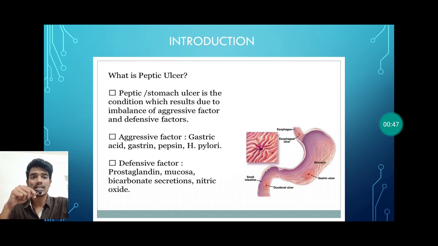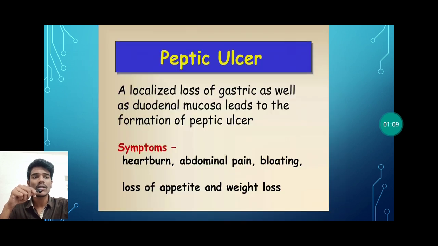Aggressive factors include gastric acid, gastrin, pepsin, and Helicobacter pylori bacteria, and defensive factors include prostaglandin, mucosa, that is mucus, bicarbonate ions and nitric oxide. From the pathology point of view, peptic ulcer is a localized loss of gastric as well as duodenal mucosa. Its symptoms include heartburn, abdominal pain, bloating, loss of appetite, and weight loss.